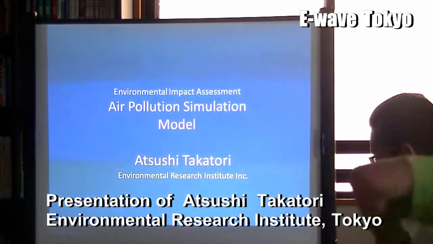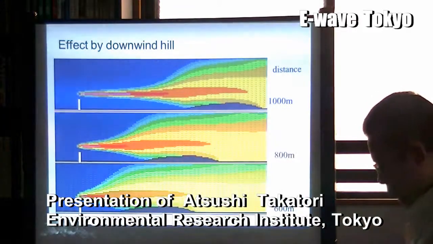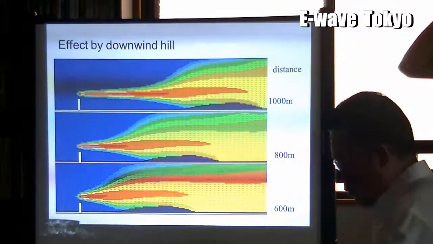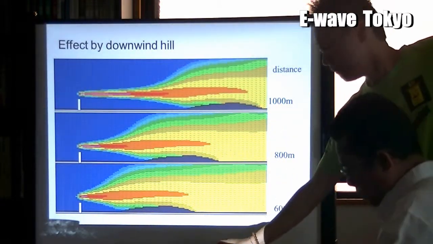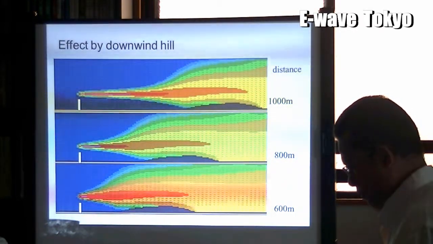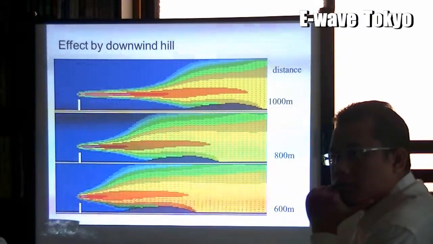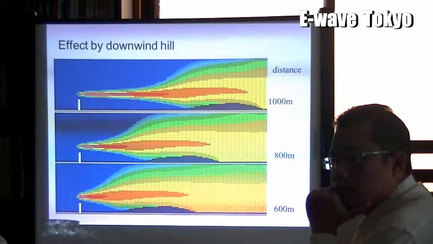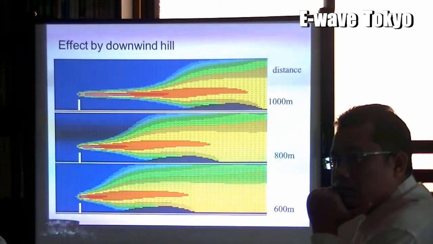I would like to give you a brief presentation about the air pollution simulation model and other topics now. When government or industry plan to install a new incinerator, they have to do an environmental impact assessment. The Japanese government provides a kind of manual guideline for air pollution simulation, but the model shown in the manual is not a correct, realistic one.